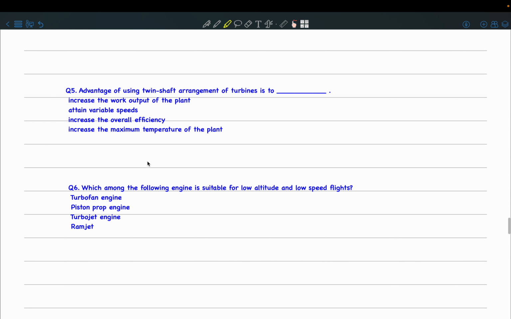So what you are talking about is the multi-spool arrangement, and what they've given here is the twin shaft arrangement. So, what is a twin shaft arrangement? As much as I know, multi-spool is where you have a shaft coming from inside which goes up till the propeller, and the outer shaft that will run the compressor or something. Okay, maybe I'll check this and get back to you next time. So the answer here is to increase the work output.